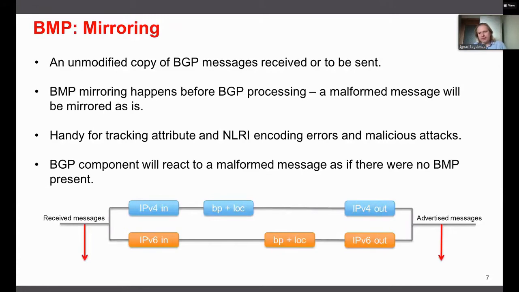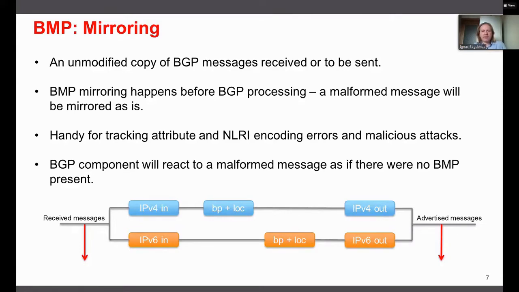So, mirroring: the functionality which allows you to save incoming and outgoing raw BGP messages. Raw BGP messages meaning before they are parsed and after they are generated by your BGP speaker. This would allow you to see things like malformed encoding, or, for example, there are quite popular attack vectors of trying to establish a session to an open speaker. And this very much depends on actual implementation details.